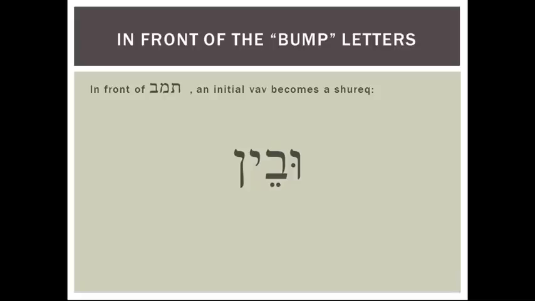But it's a vav on the front of a word, and it's going to be translated and, or some kind of conjunction of that sort. Now there can be other kinds of things. It doesn't have to be a sheva under the vav. For example, here's va-yehi, where there's a patach under the vav. So there can be other vowels under the vav, and the vav can become a shureq. But basically, if you have a vav on the front of a word, that's the conjunction and.